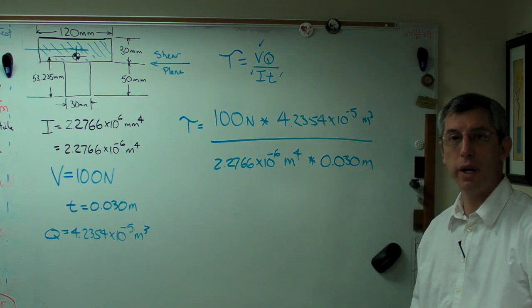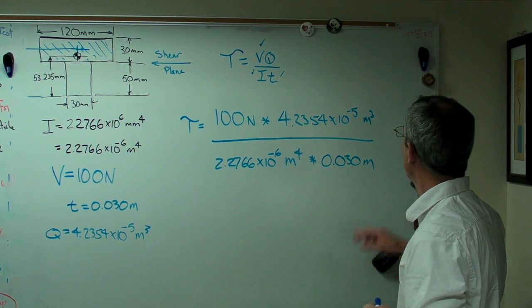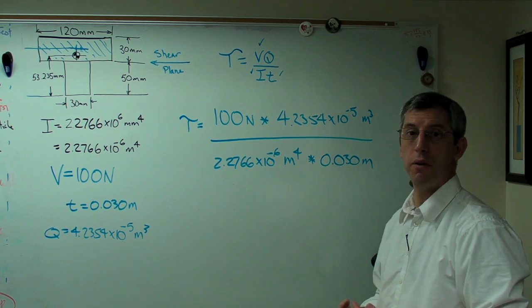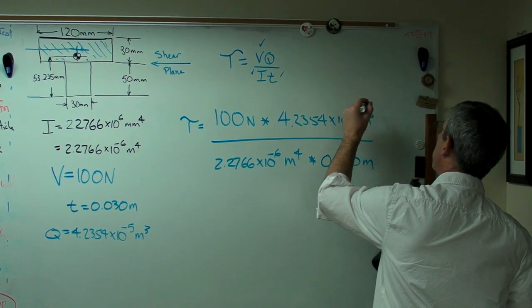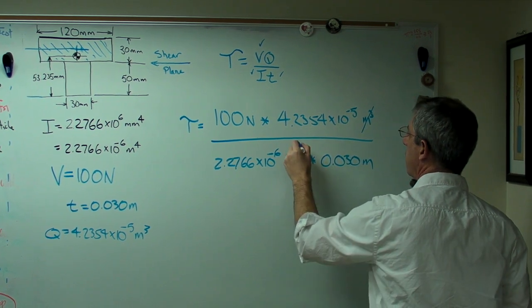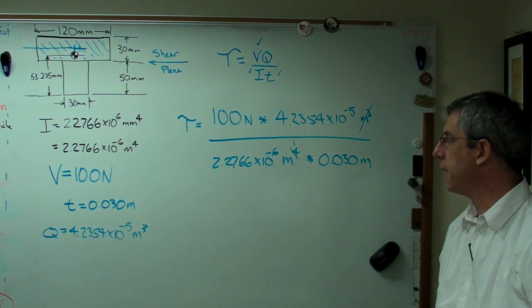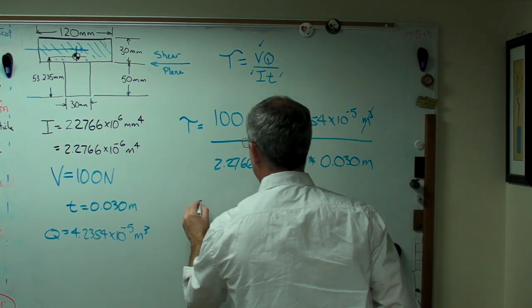Okay, let's just stop real quick and check the units. If the units are right, the numbers will mostly come along for the ride. So we have meters cubed up here, and we have what will be meters to the fifth in the denominator. So when we cancel all that out, we're going to get newtons per meter squared. Well, that's right, that's pascals, that's the unit of stress in the metric system.